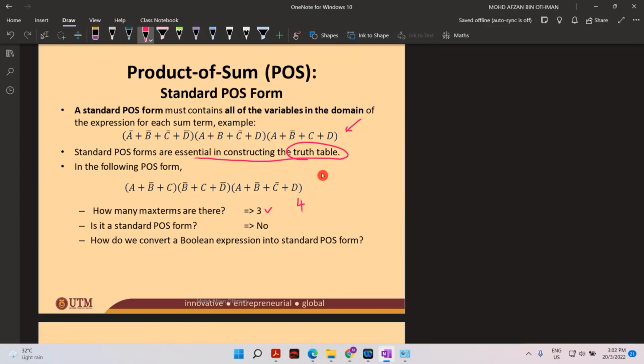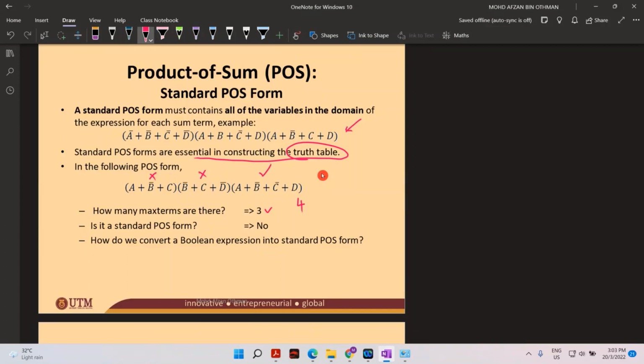Is it a standard POS form? No, because this one is missing 1 domain. Either D or D bar is missing. What about this one? This one is also incomplete. A or A bar is missing. What about this one? This one already has all 4 domains. So what we are going to do is convert this non-standard POS to the standard POS form.